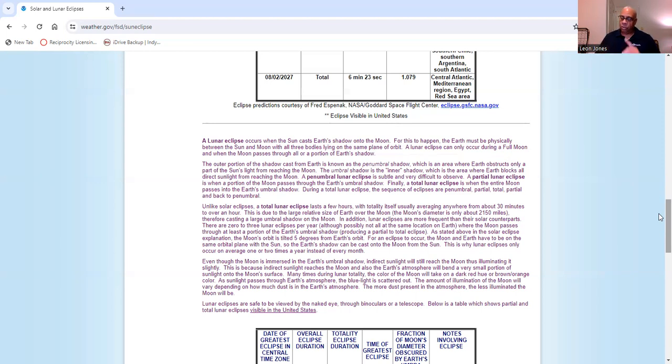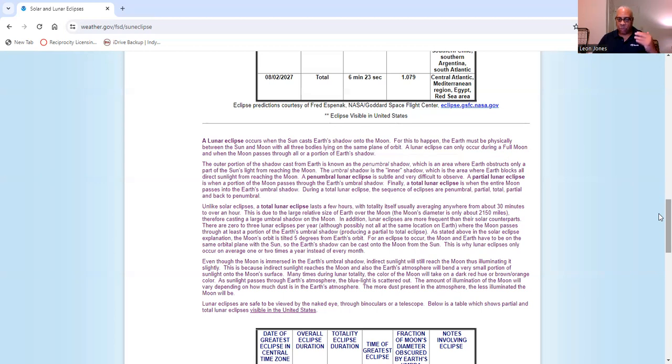Now, of course, here's a big difference between a solar eclipse and a lunar eclipse. The solar eclipse cannot be seen with the naked eye. It will damage your eyes. However, lunar eclipses are safe to be viewed with the naked eye. You can even use a telescope or binoculars.